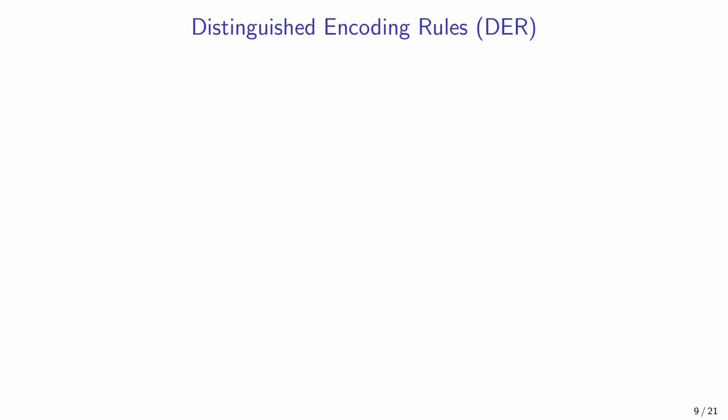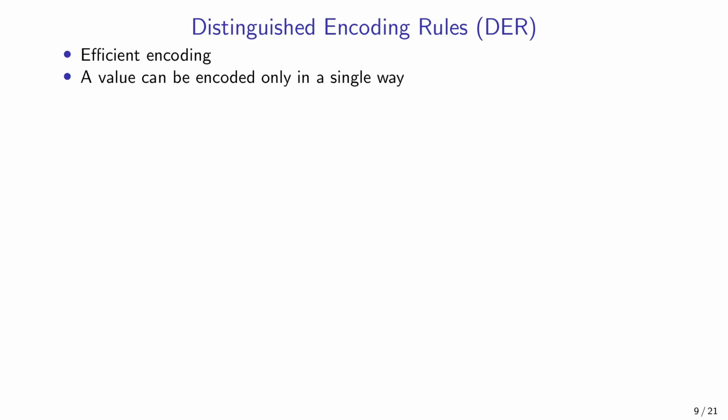So in this course, we will only focus on the DER, or distinguished encoding rules. The DER encoding is not human readable. However, it has quite an efficient encoding. As I said, a value can be encoded only in a single way, and the data is encoded as a so-called type length value, or TLV, element, and here's what it means.